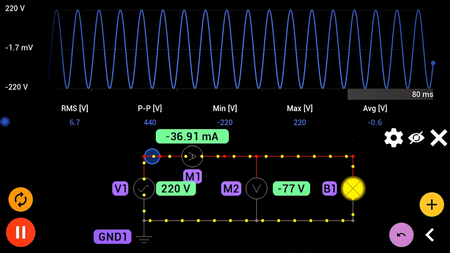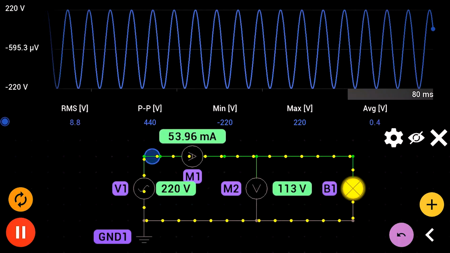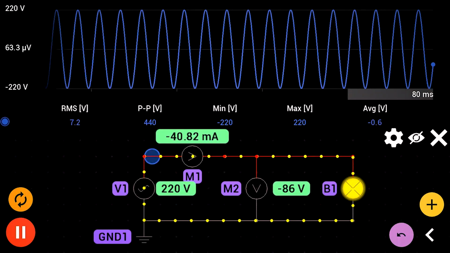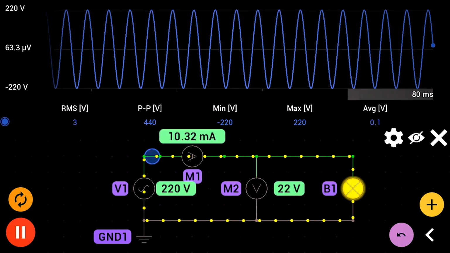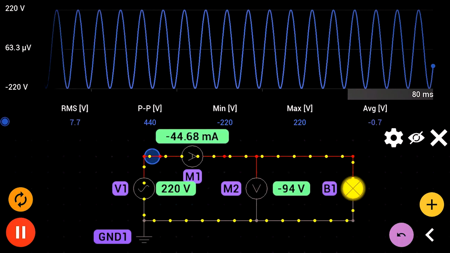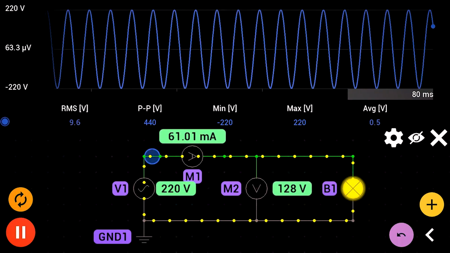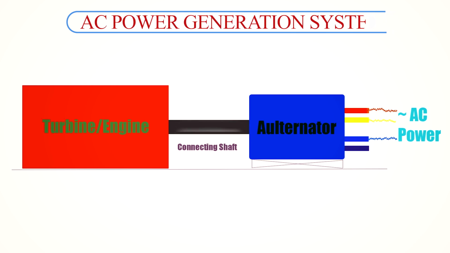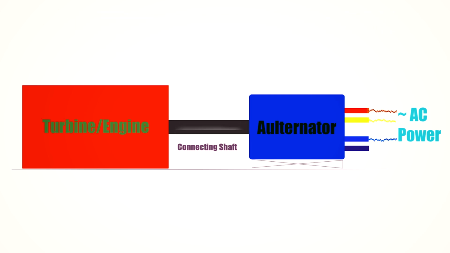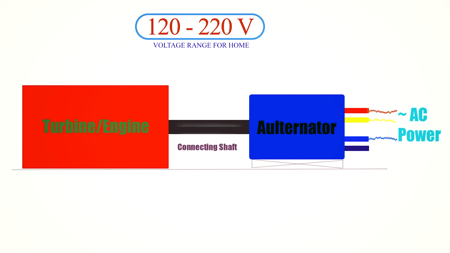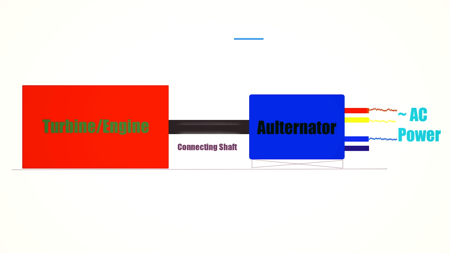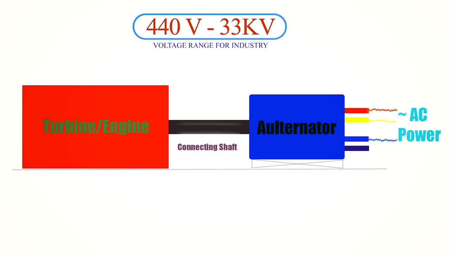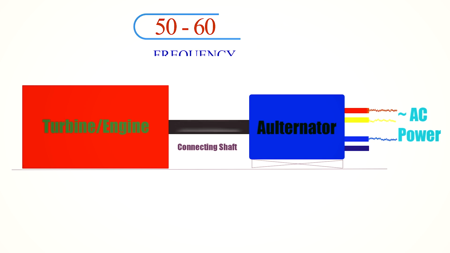Now, let's look at alternating current, AC. In AC, the direction of the electric charge alternates, or switches back and forth. This means the flow of electricity moves first in one direction, then reverses, and continues doing this rapidly. In a large-scale power plant, an alternator is used to produce AC power. Generally, 50 or 60 Hz frequency AC power is used, where the voltage range is between 120 and 220 volts for home and 440 volts to 33 kilovolts for industry. But the frequency of 50 to 60 Hz remains the same.